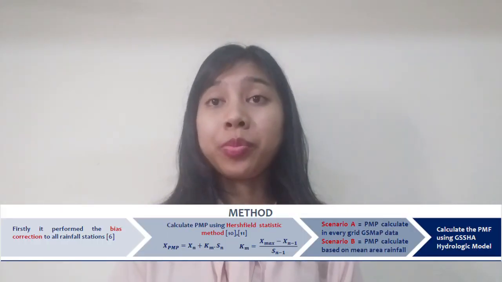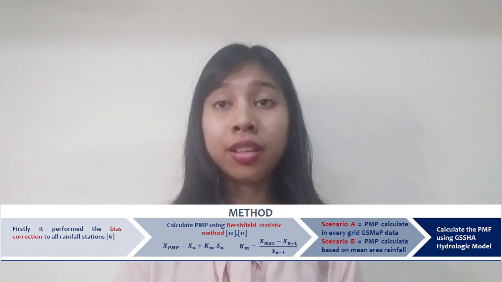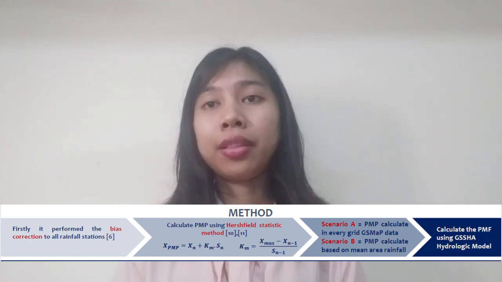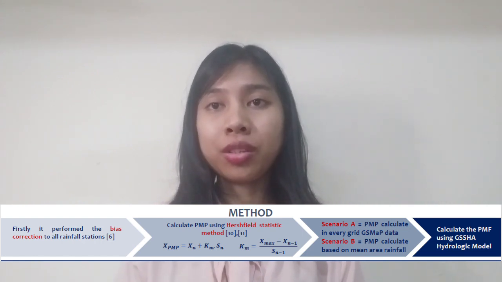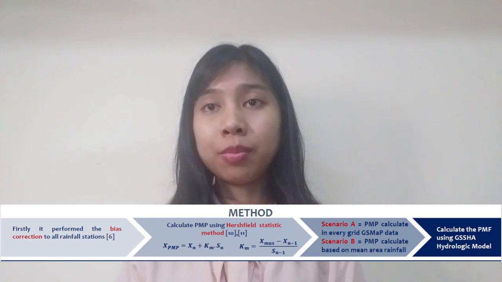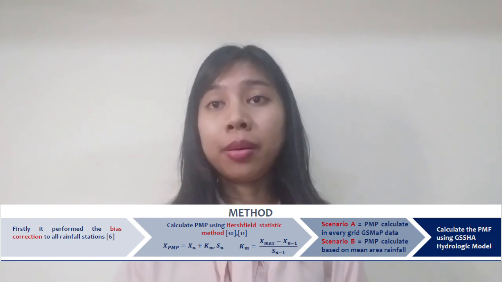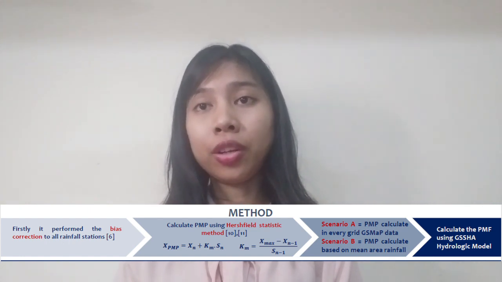Firstly, bias correction is performed in order to validate the GSMAP data with the observation data. In this study, the bias correction is able to change the distribution of the GSMAP data closer to the observation data. Secondly, the Hershfield statistical method is applied for scenario A and scenario B. In scenario A, the PMP is obtained in every grid of the GSMAP satellite data, while in scenario B, the PMP is calculated based on the mean area rainfall data.